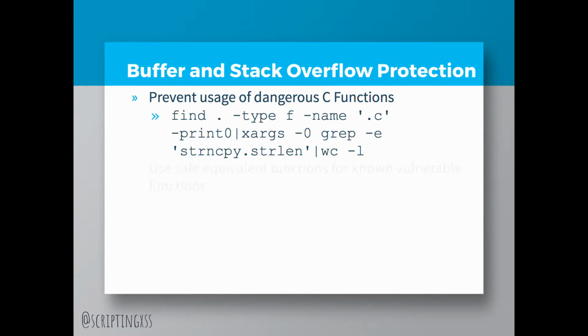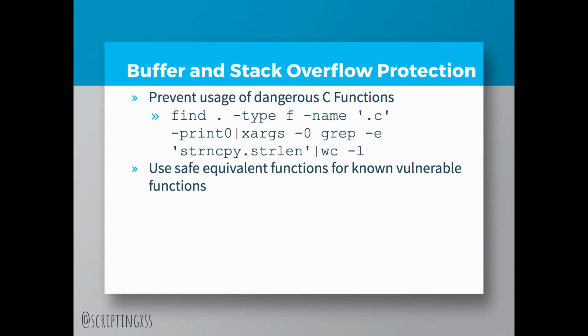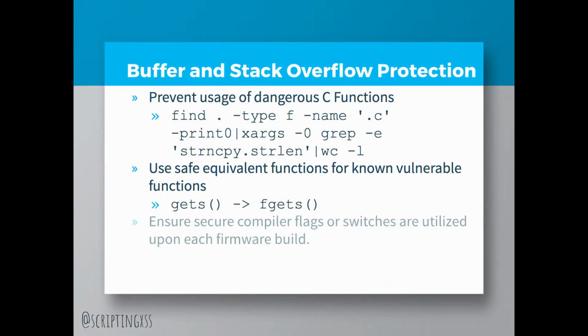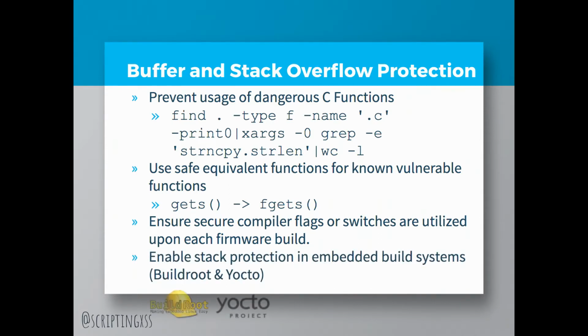Depending on the license, you can look for vulnerable C functions using something like the find command. There's a number of different commands, grep as well. And use safe equivalents. And this is just an example. Our guidance document has plenty of details on alternatives. But also ensure we have secure compiler flags, using something like stack canaries.